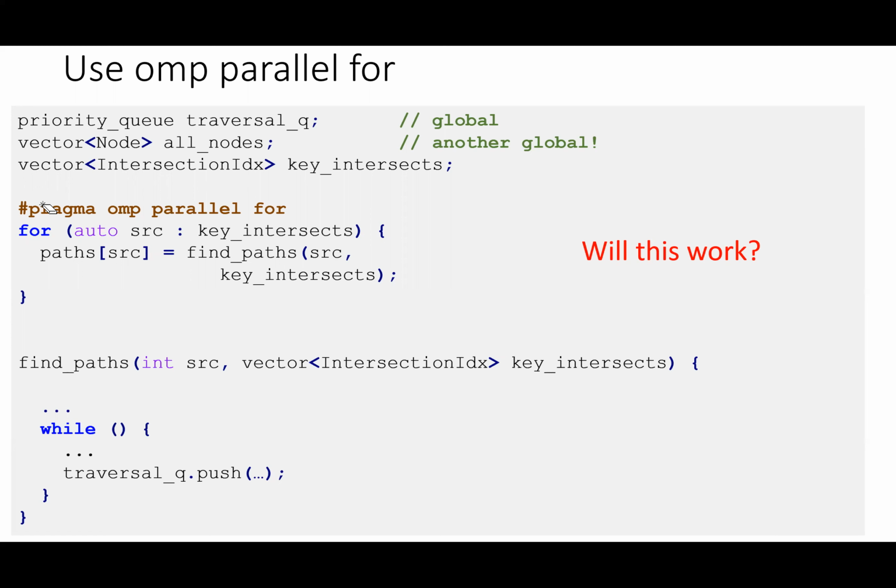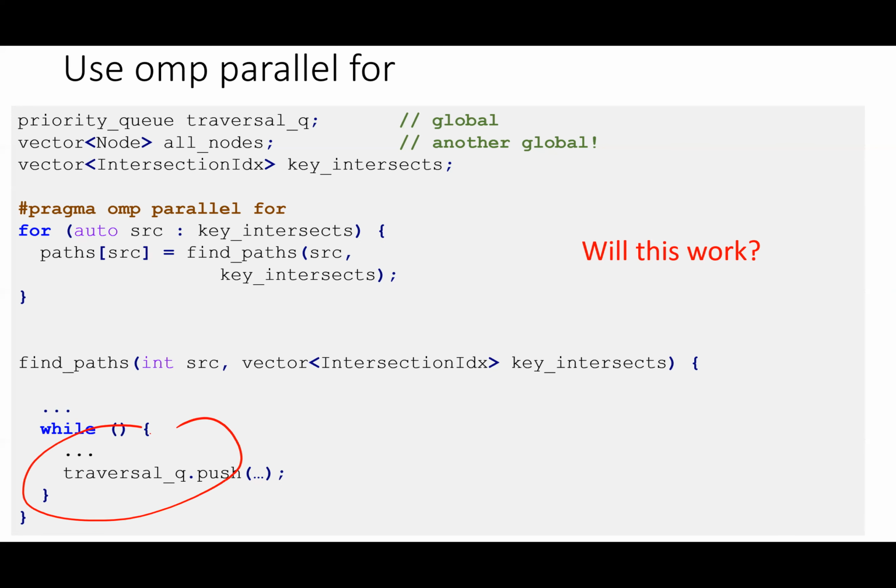I've got one priority queue. I made a global priority queue. I made a global all nodes. I'm now saying run multiple pathfinding algorithms in parallel on different cores. That's going to call this routine. There'll be multiple copies of this routine running at once on different cores with different source values. That seems okay, except look at this priority queue. I've got one of them.